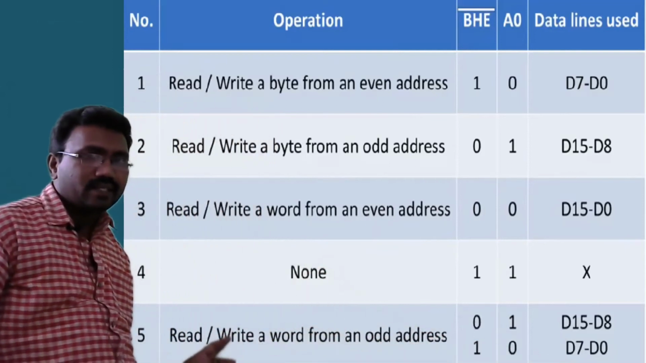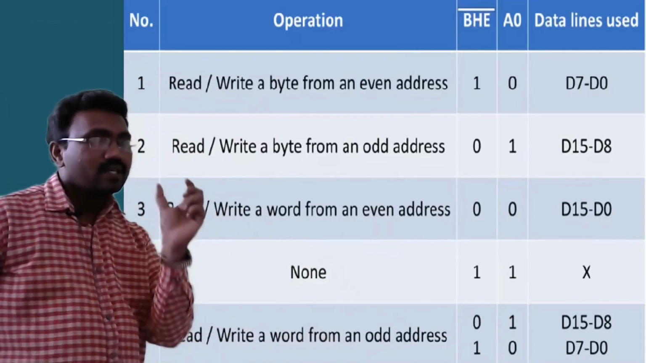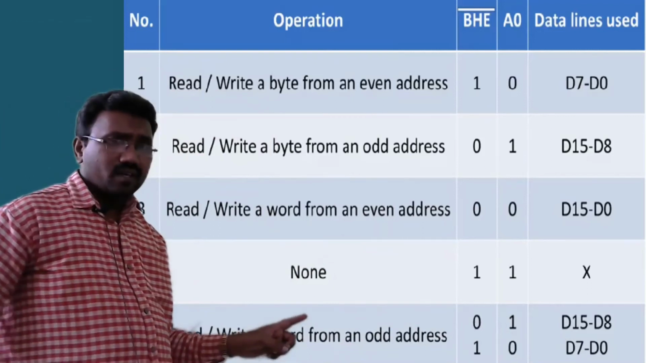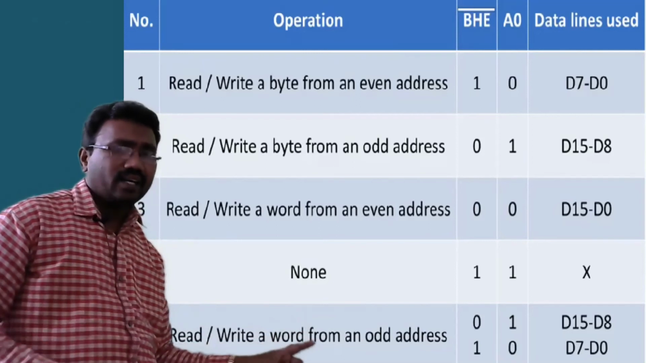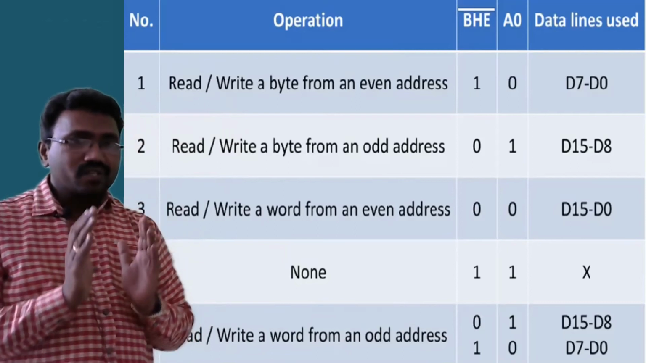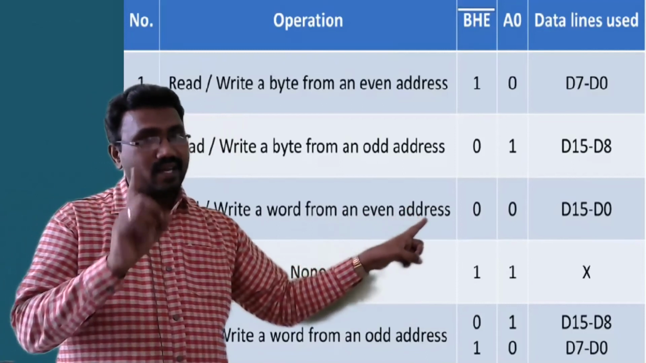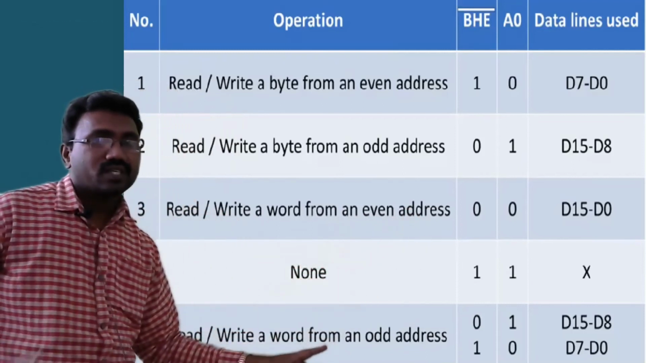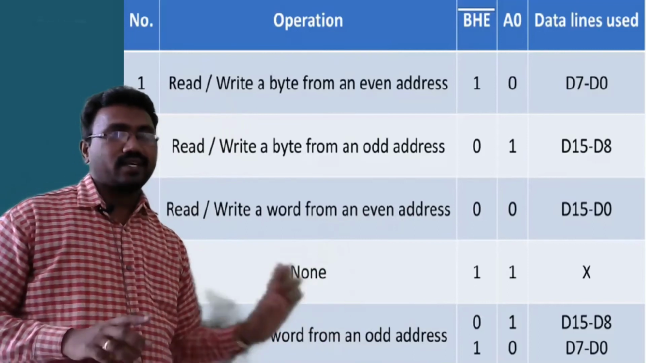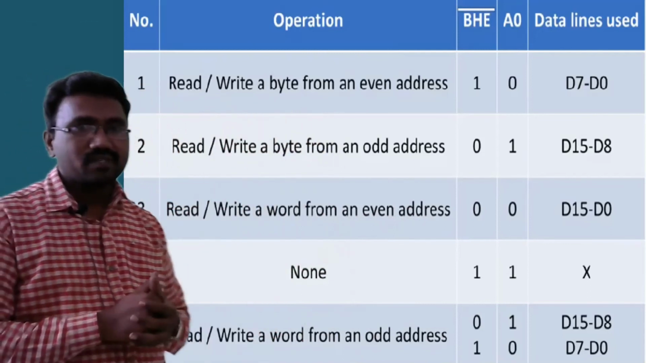Here the point is reading or writing a word from an odd address, that means a 16-bit word starting from an odd address. So 16-bit data is accessed from an odd address, and it requires 2 clock cycles. The point is, if the processor wants to access 16-bit data and generates an even address, 1 memory cycle is enough. If it generates an odd address, it requires 2 clock cycles. So if you understand this table, the concept is clear.